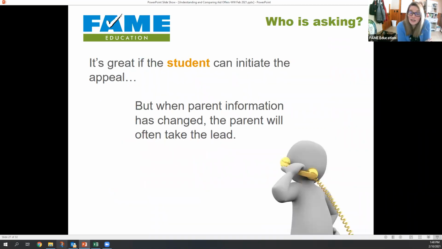Who is asking? Ideally, this is the student's process. They're starting the FAFSA. They're receiving financial aid for their college education. But generally, it's the parents' finances that have been impacted the most. So the parent will usually take the lead in the appeals process. Either the parent or the student can write a letter. Usually it's on behalf of the family.